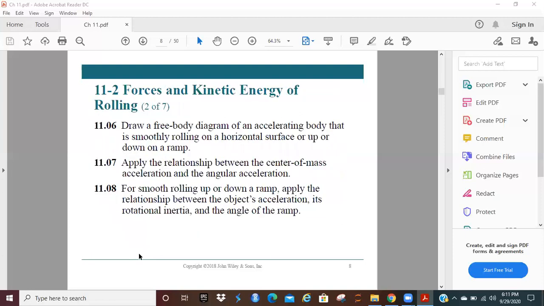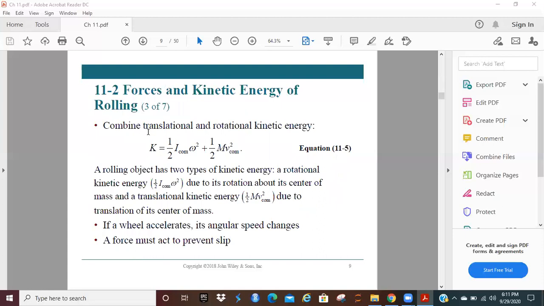So, forces and kinetic energy of rolling. We're going to combine translational and rotational kinetic energy. When that happens, the kinetic energy becomes 1/2 times the moment of inertia about the center of mass times the angular velocity squared, plus 1/2 times the mass of the object times the velocity of the center of mass squared. So you're seeing the rotational energy on the left side of the equation, and the translational kinetic energy on the right side.